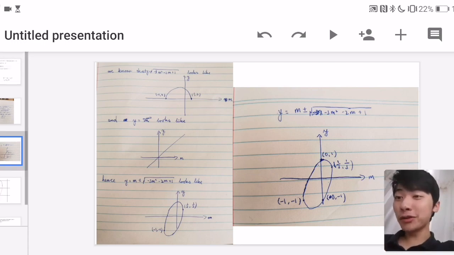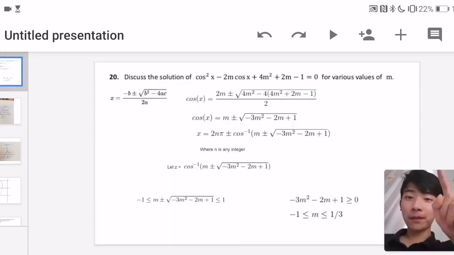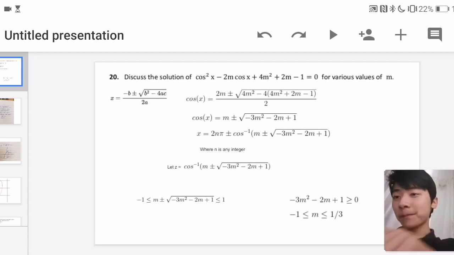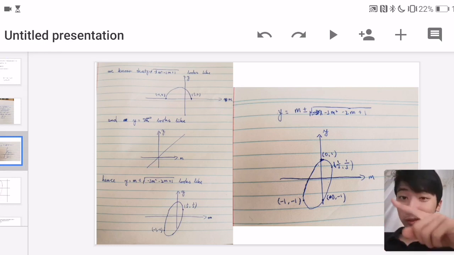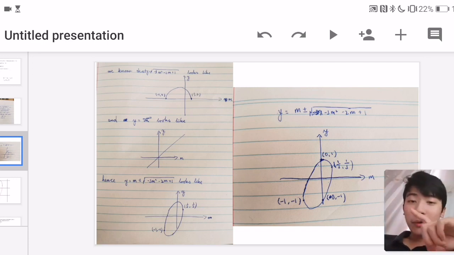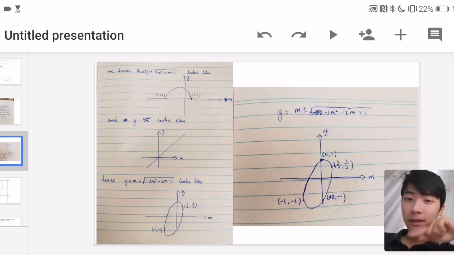And as we have solved before, the inside of the square root is greater than 0 when m is greater or equal to negative 1 and smaller or equal to a third, right? So that's where the two endpoints come from, a third and negative 1, and 0, right? And we also know that the y equals m part is just a straight line, right? Because it's just y equals m.